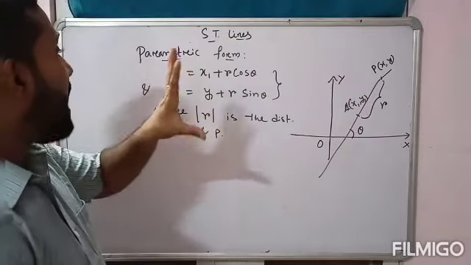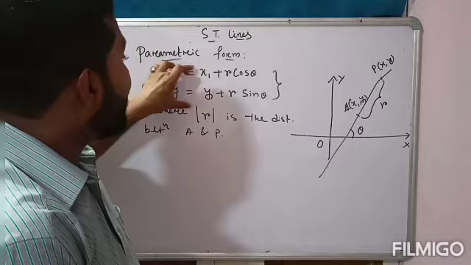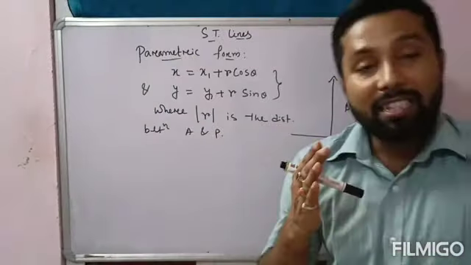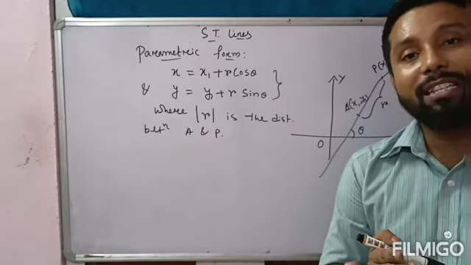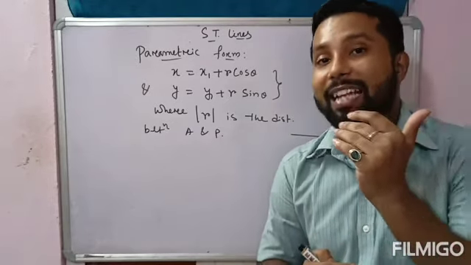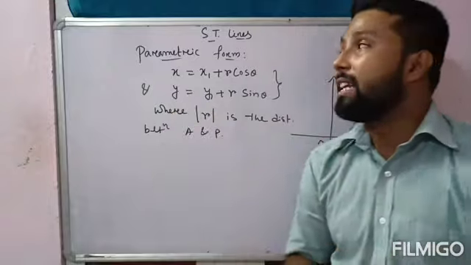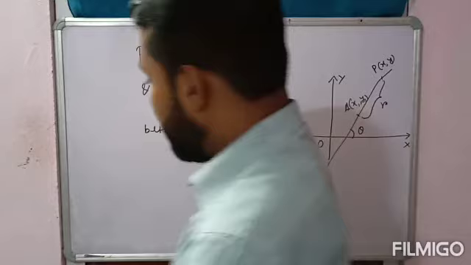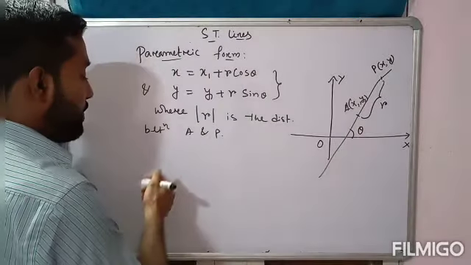Okay. So now the question is, from where can we derive this parametric form? Already I told you that the symmetric form has been derived from the equation of a line in point slope form. Similarly, the parametric form has been derived from the symmetric form. So look at this proof now.